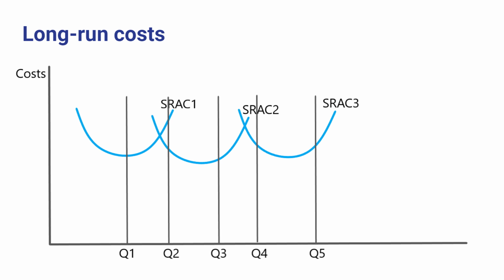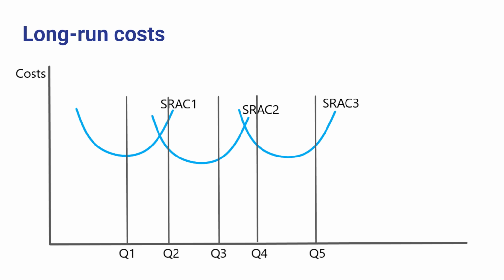Short-run average cost curve 1, SRAC1, would correspond to a small firm with a small amount of capital. Short-run average cost curve 2 is a medium-sized firm with a medium amount of capital. And short-run average cost curve 3 is a larger firm with a larger amount of capital. We can tell that short-run average cost curves 2 and 3 have more capital than short-run average cost curve 1 because their lowest average cost per unit of output occurs at a higher level of output.